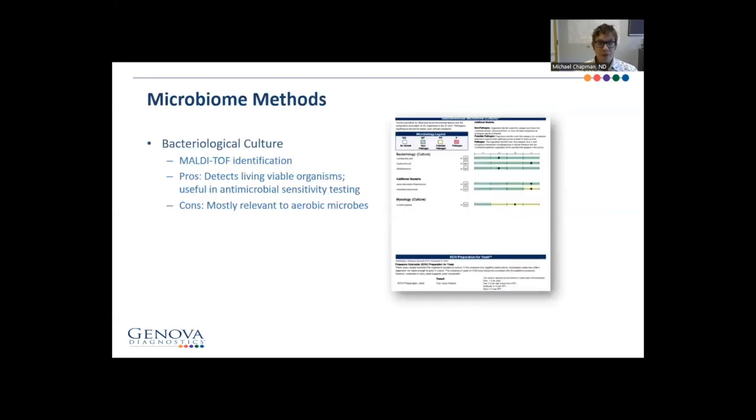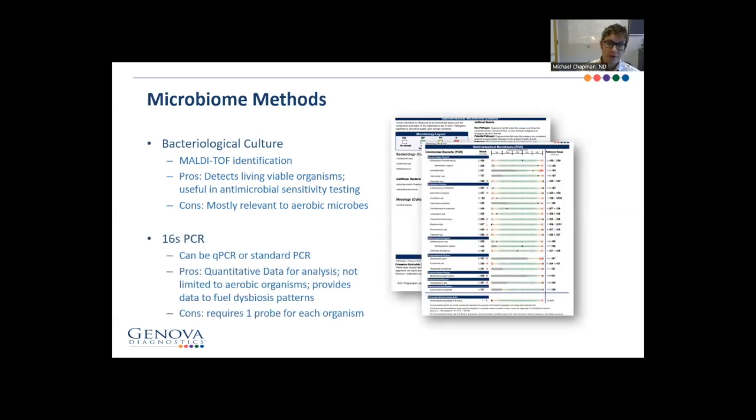There are lots of different methods we can use to assess the microbiome. There's a bacterial culture, which has the pro of allowing us to actually see how viable an organism is. If you're just measuring the DNA, you know that at some point it was there, but that doesn't give you any information on whether that organism was actually alive or not. So culture is great because it tells you about viability. There's 16S PCR, which can be qPCR or what's called endpoint PCR.